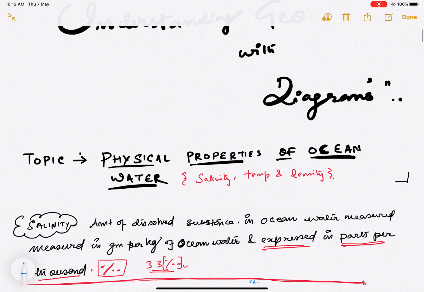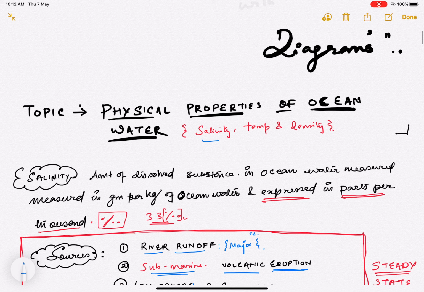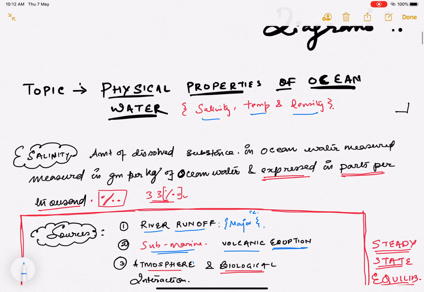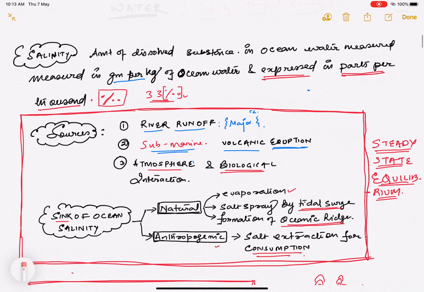Today the topic is we'll be understanding the physical properties of the ocean water, that is salinity, temperature and density. Now, first of all, understand what is salinity. Salinity is nothing but the amount of dissolved substance in the ocean water measured in grams per kg but expressed in parts per thousand. Whenever we say that the salinity is 34 or 33, it means 33 parts per thousand. It's that simple.